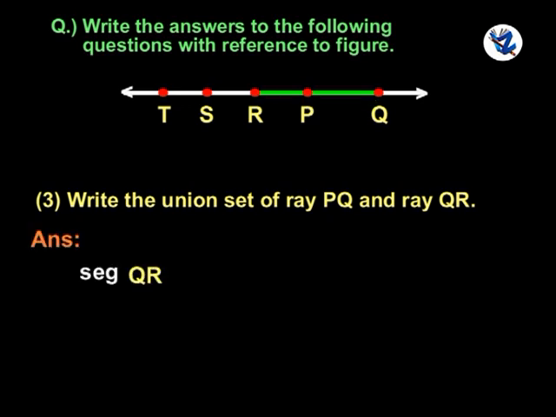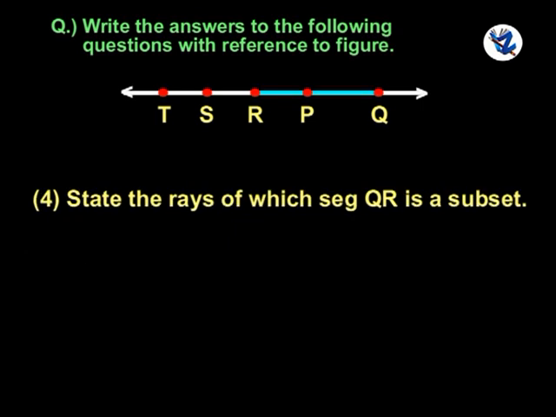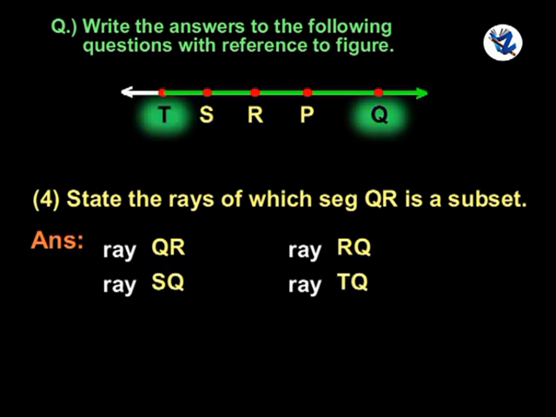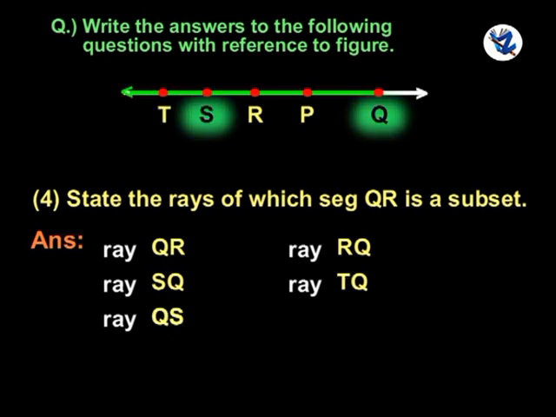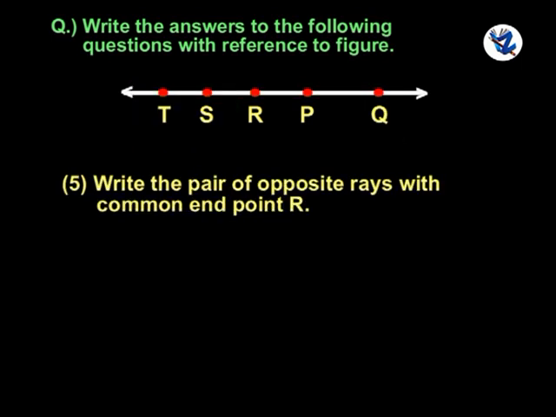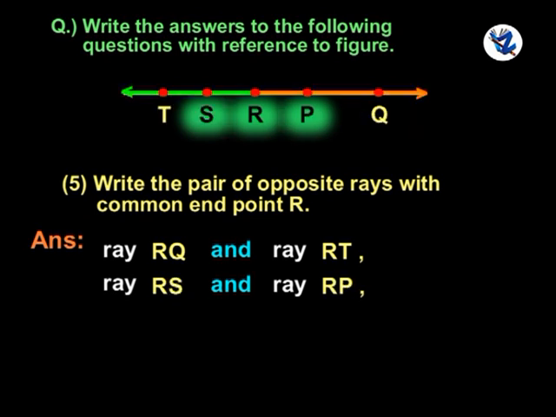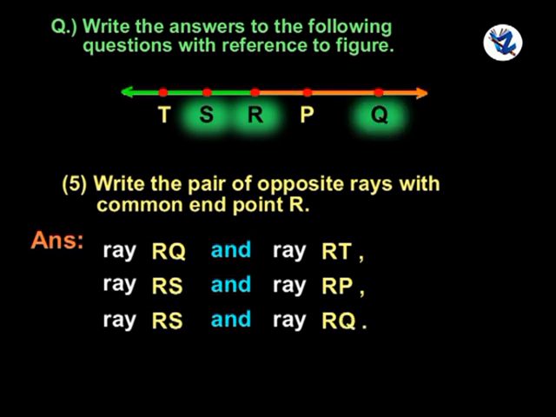Seg QR. State the rays of which seg QR is a subset. Ray QR, ray RQ, ray SQ, ray TQ, ray QS, ray QT. Write the pair of opposite rays with common endpoint R. Ray RQ and ray RT. Ray RS and ray RP. Ray RS and ray RQ.